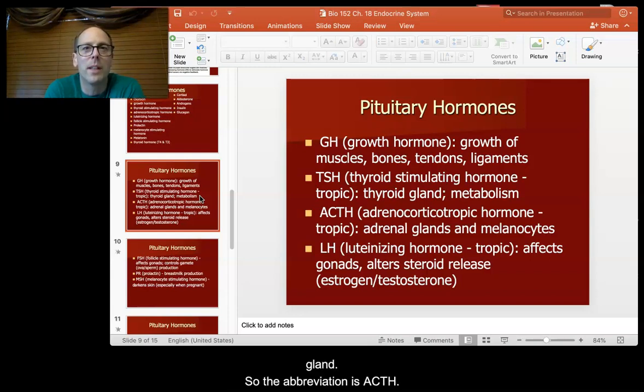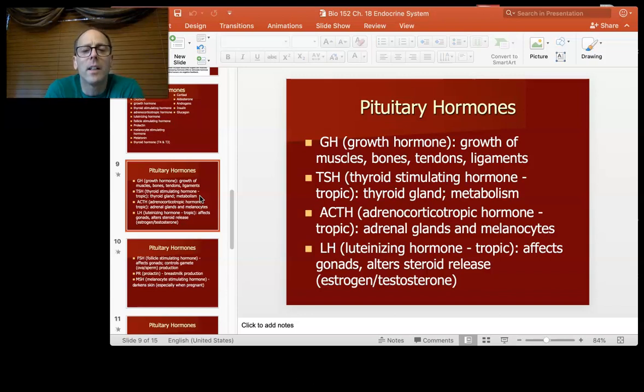The next one is also one of these hormones that targets a gland. So the abbreviation is ACTH. That stands for adrenocorticotropic hormone. So the idea here is this is targeting the adrenal glands. So this is stimulating the adrenal glands in particular to release hormones that are going to help control blood pressure and ion concentrations. So the target there is the adrenal glands.